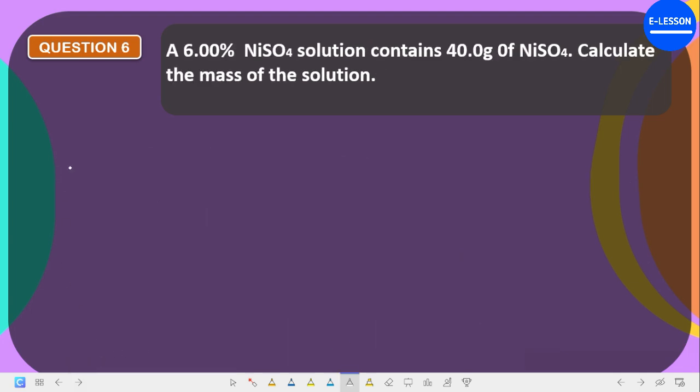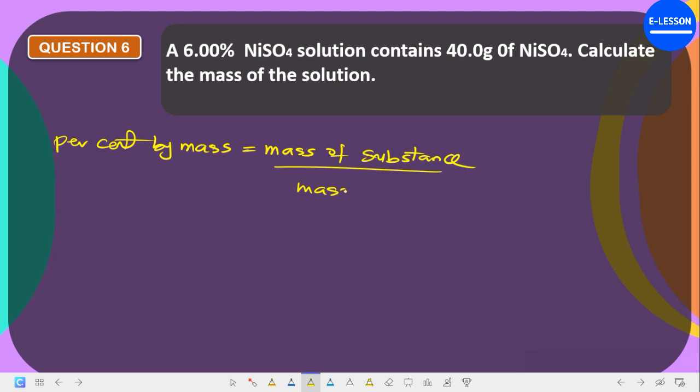Now, a 6.0% nickel sulfate solution contains 4 grams of nickel sulfate. Calculate the mass of the solution. A 6.0%. Now, the formula I gave initially was what? Percent by mass is equal to mass of substance all over mass of solution times 100%.